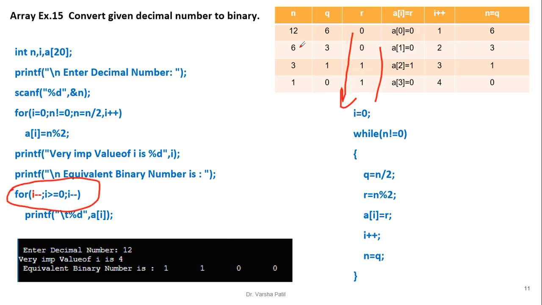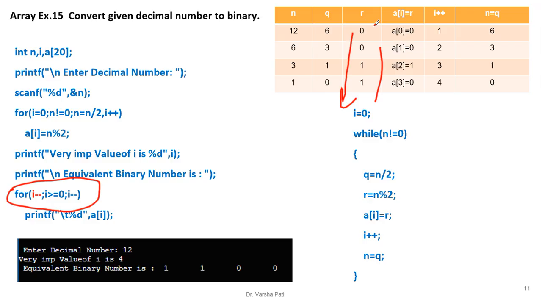So see, number is 12. When we convert a given decimal number to binary, we divide by 2. So 12 divided by 2, quotient is 6, remainder is 0. So we are printing the remainder. Here we want to reprint the remainder like 1100, so I am storing it into the array. So a of I equal to r.